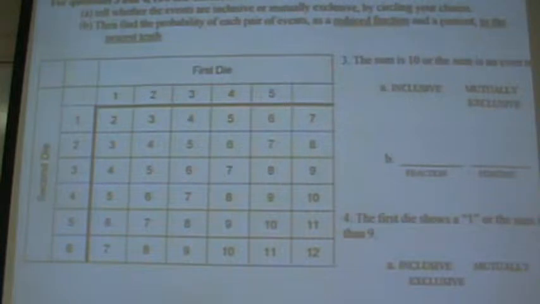Questions 3 and 4, it says that two fair dice are tossed. For part A, we need to tell whether the events are inclusive or mutually exclusive by circling one of the choices. And then we need to find the probability of each pair of events as a reduced fraction and as a percent to the nearest 10th.